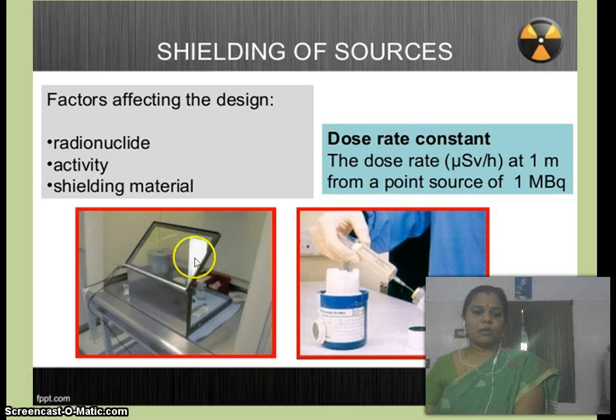So this is the box where the radionuclide material is placed, and only during the therapy is the material taken out and placed in a needle, where the dosage rate can be measured in the range of microsieverts per hour, which is also equivalent to 1 megabecquerel.